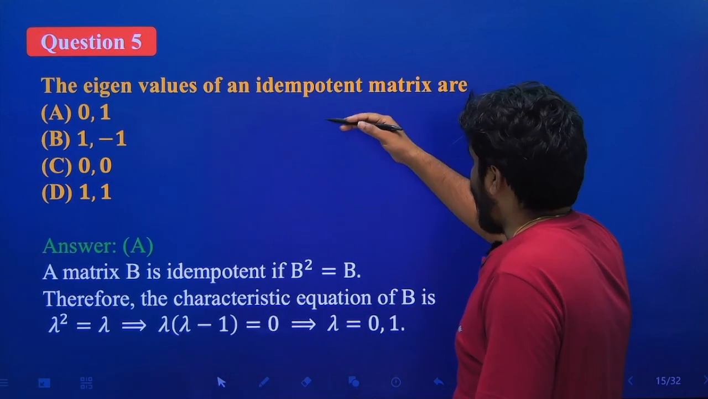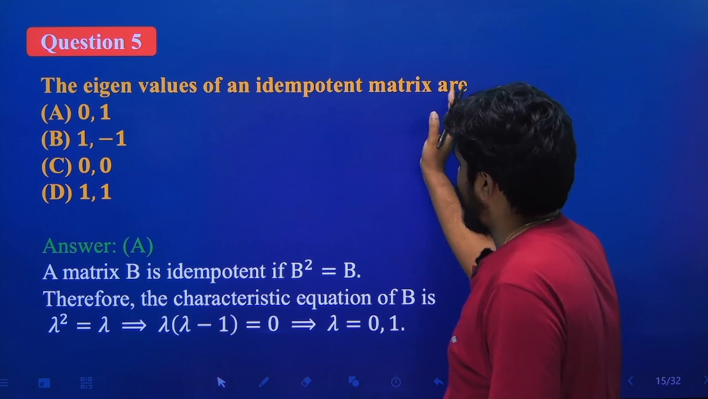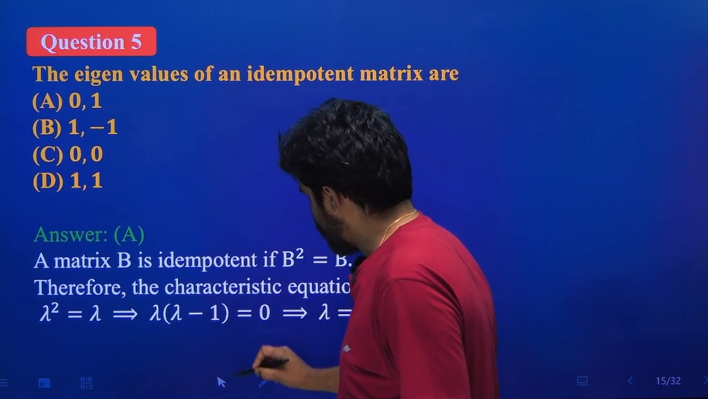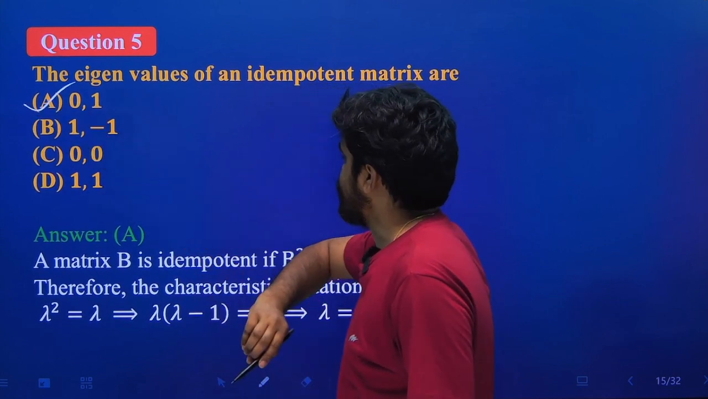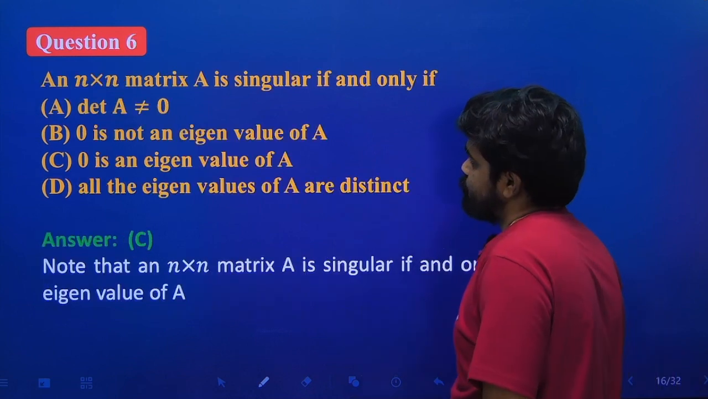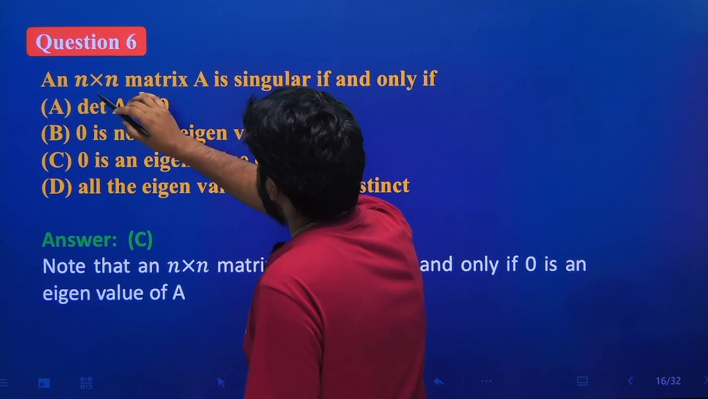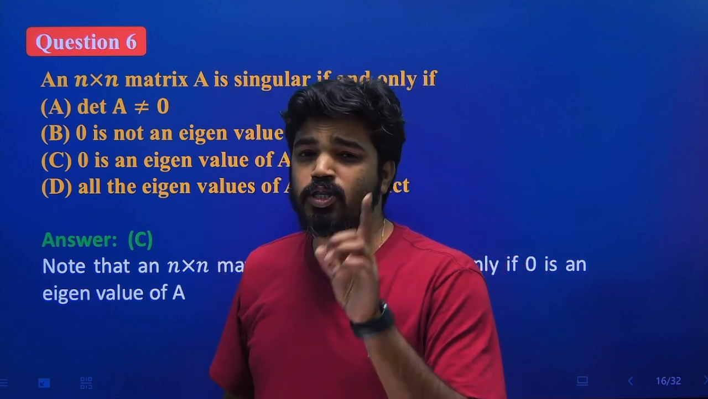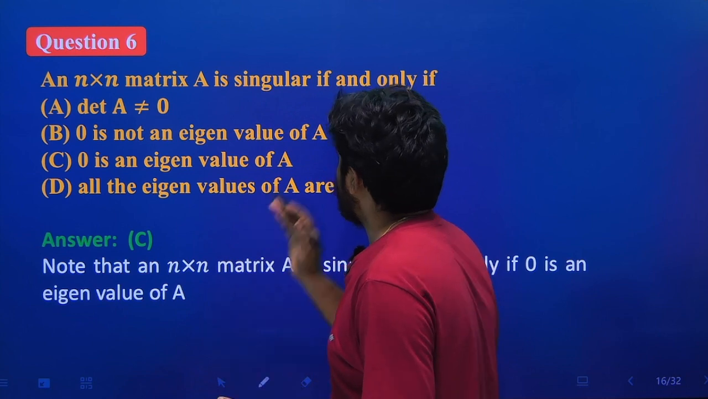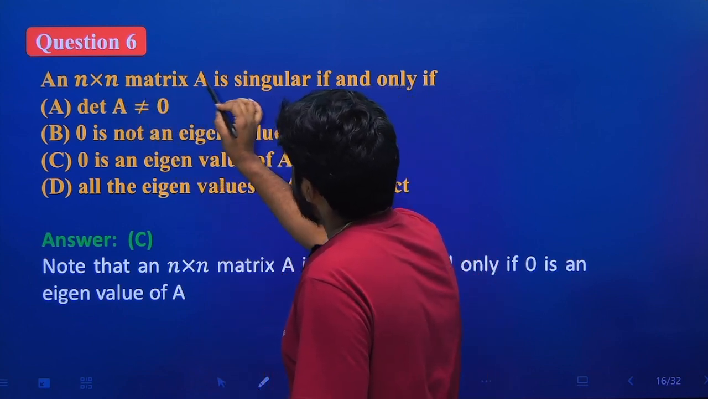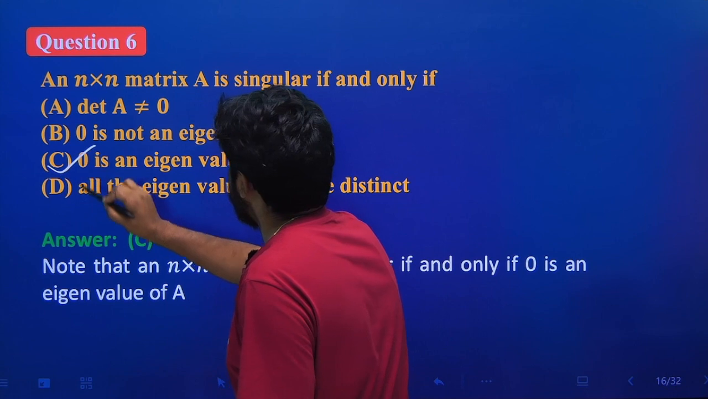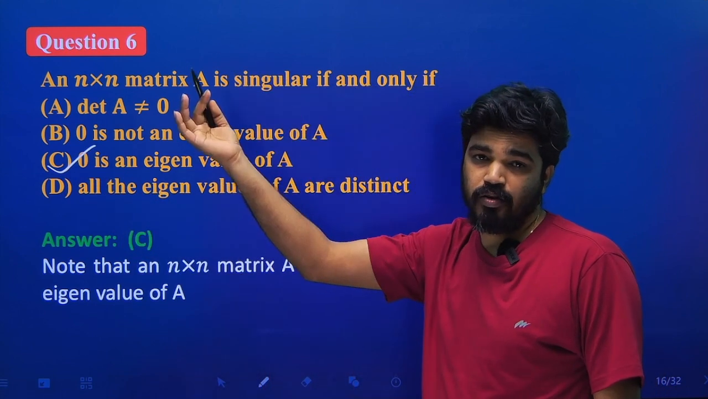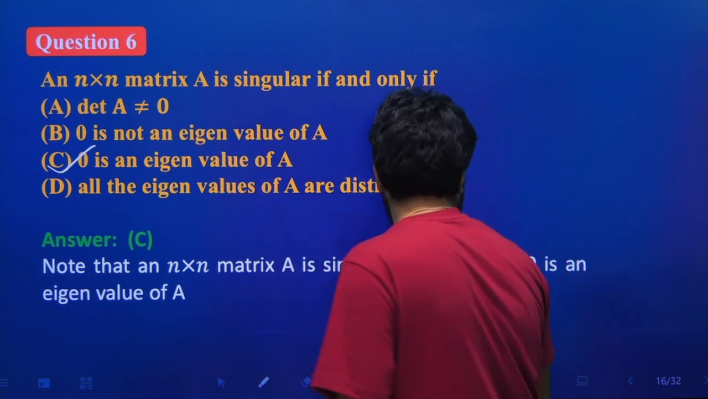The eigenvalues of an idempotent matrix, already discussed. The eigenvalues of an idempotent matrix are 0, 1. Right? Okay. Next, if an n cross n matrix A is singular, that means 0 must be an eigenvalue of A. An n cross n matrix A is singular, so 0 is an eigenvalue of A. If it were non-singular, then 0 is not an eigenvalue of A. Okay, so option C is the correct answer.